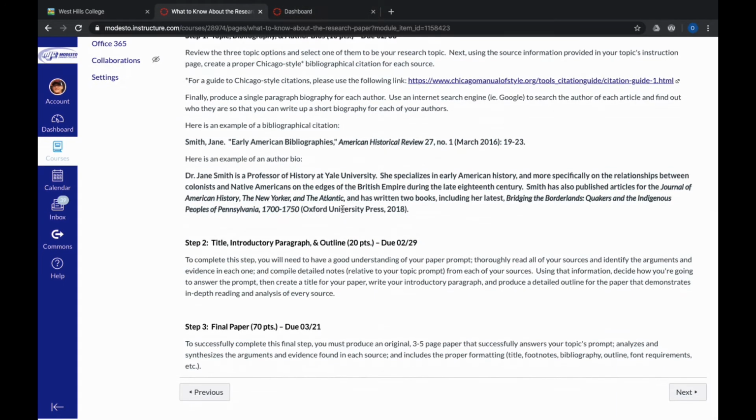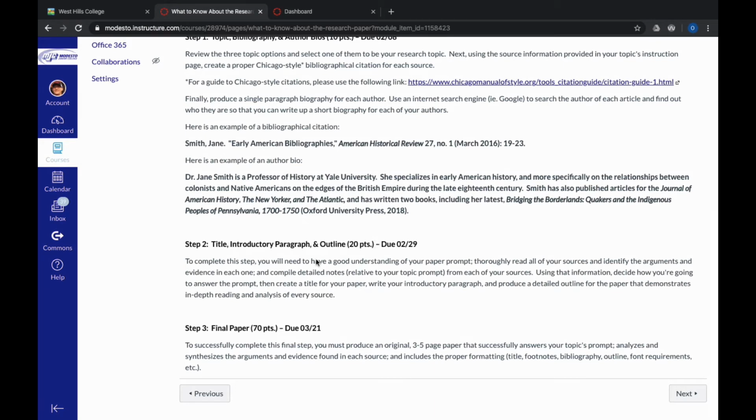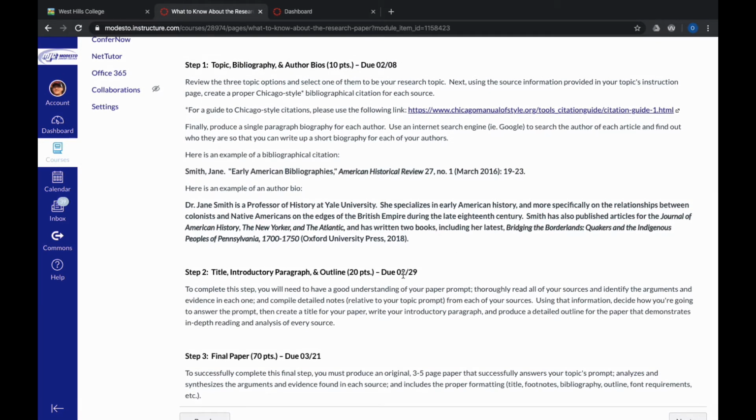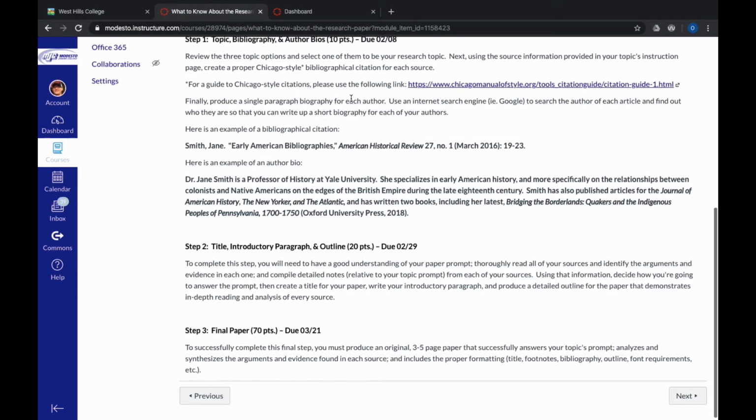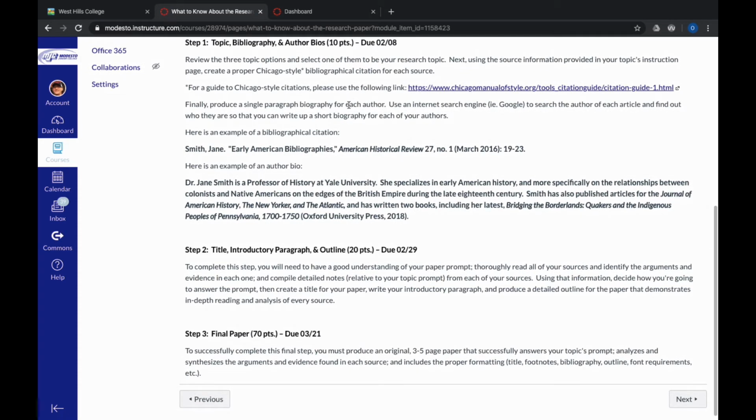And then step 2 is the next phase of this research project. So step 1's due on February 8th. Step 2 is due on February 29th. Step 1's worth 10 points. Step 2 is worth 20 points. All right, now step 2 might look like it's not as important as step 3, because step 3 is worth 70 points. But I'll tell you this, if you do a great job on step 2, step 3 will basically write itself.